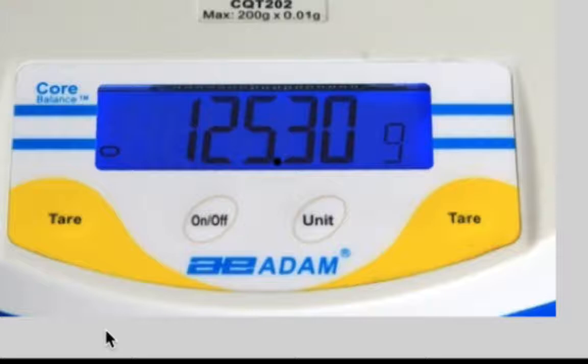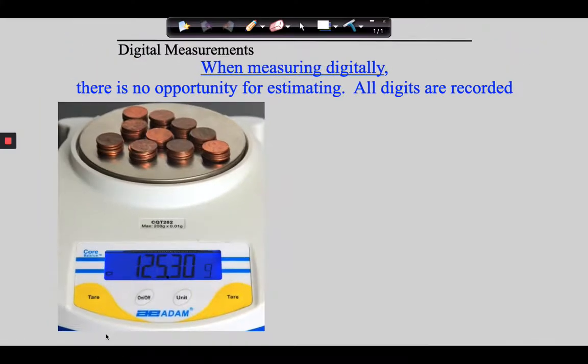But here's an interesting point. Do you write down the zero? The answer is absolutely. And now you're thinking, why? It doesn't change the value of the number. We'll talk after the weekend. But the bottom line is all you got to do is write down everything that comes up in the display.